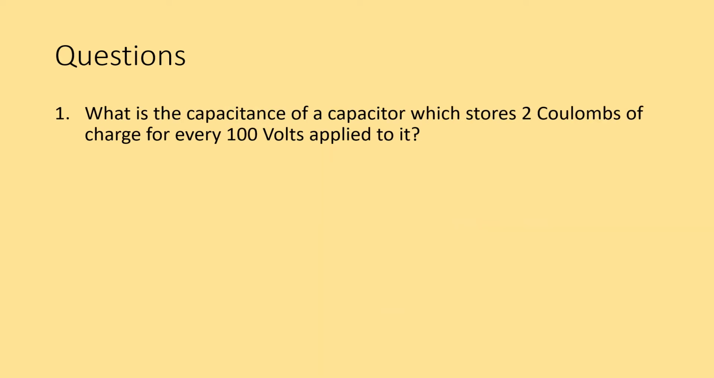So question 1, nice and simple. What is the capacitance of a capacitor which stores 2 coulombs of charge for every 100 volts applied to it? We use the capacitance equation: capacitance is equal to charge divided by potential difference across it. In this case, we've got 2 coulombs, that's our charge. Our voltage is 100 volts, so it's simply 2 divided by 100, which gives 0.02 farads, and that's it. It's that simple. Use the equation, substitute, and then give the answer and the units.